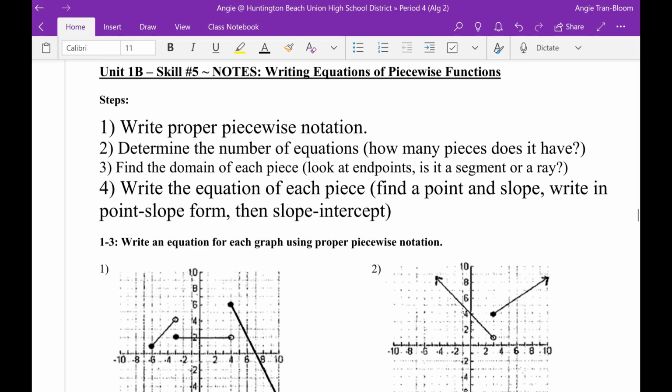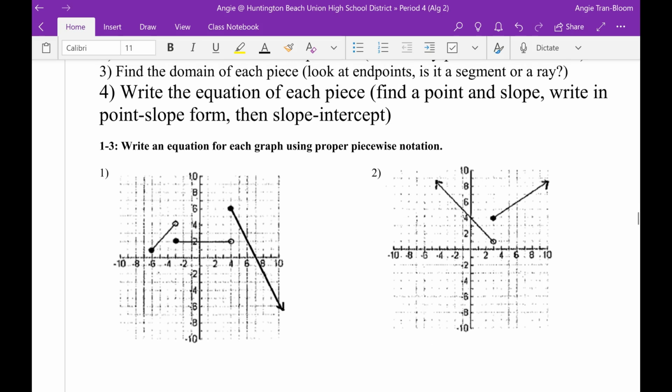Can you help me read the instruction? Okay, Joey asks, can you help me read the instruction on examples 1 to 3? Write the proper piecewise notation. Number 2, determine the number of equations. How many pieces does it have? Number 3, find the domain of each piece of the x. Then write the equation of each piece. Perfect. Okay, so here we go.